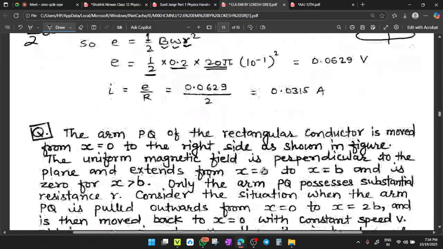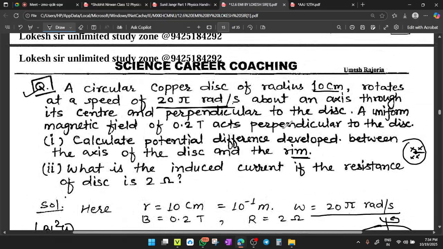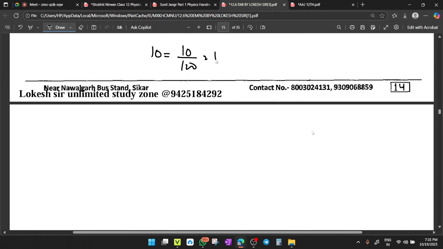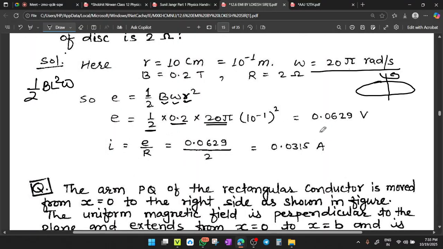Clear? And R is equal to 10 centimeter. So 10 centimeter converted into meter: 10 upon 100, that is equal to 10 to the power minus 1 meter. So place here 10 to the power minus 1 meter. This is your answer for the EMF. Clear? Now, if asked about the current, I is equal to EMF upon R. So E by R, that is equal to 0.0629 upon 2. This will be your answer. Clear?